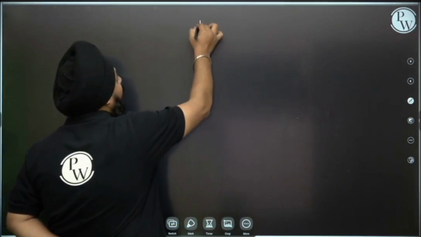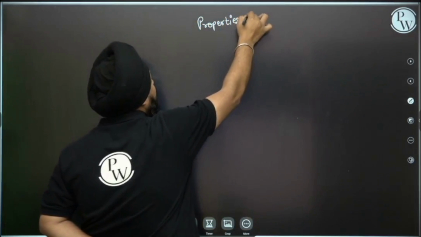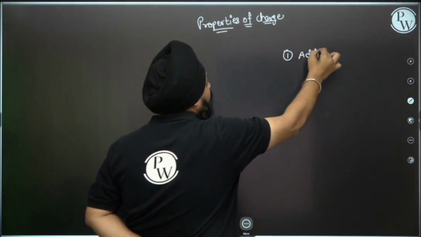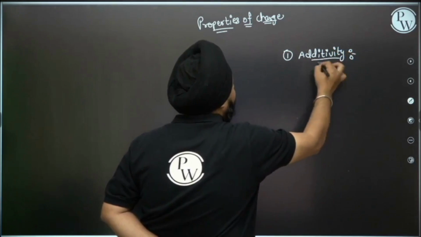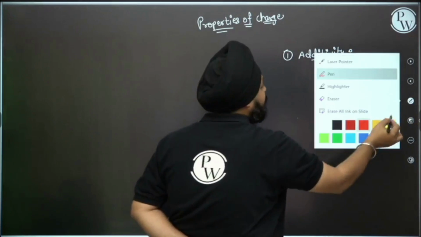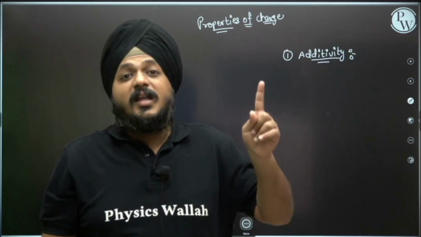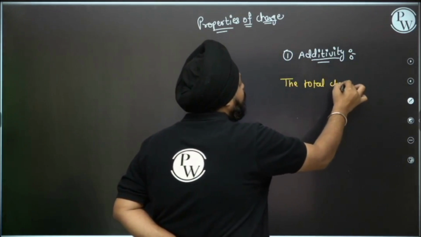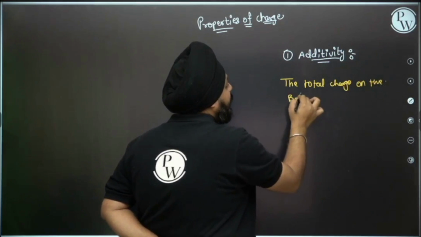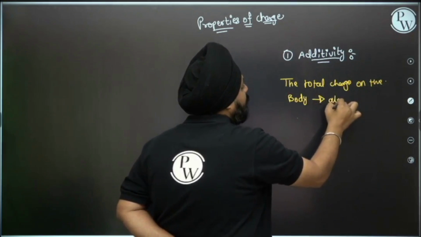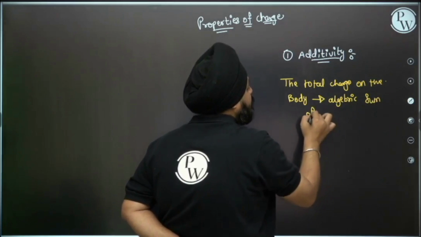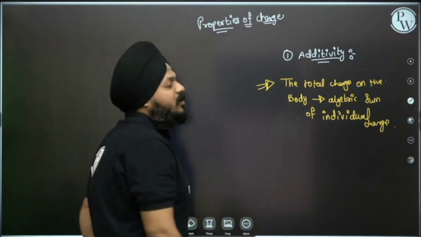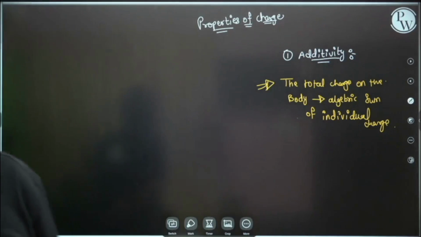Right. Now we are going to deal with the properties of charge, and we are going to see some sums based on it. Basically, three types of properties are there. Additivity. The additivity of charge states that the total charge on the body is the algebraic sum of the individual charges, right?